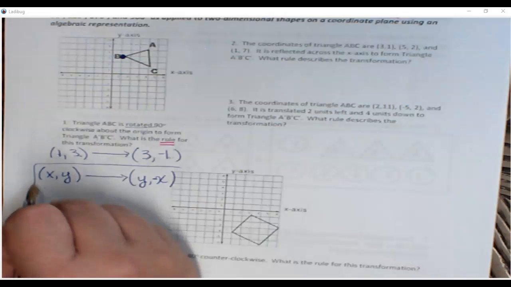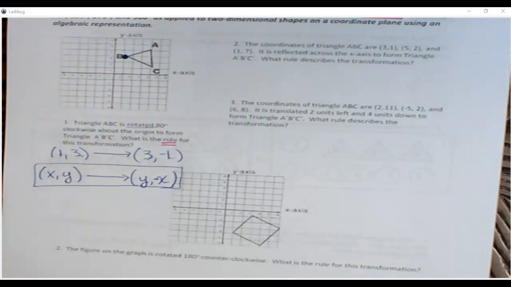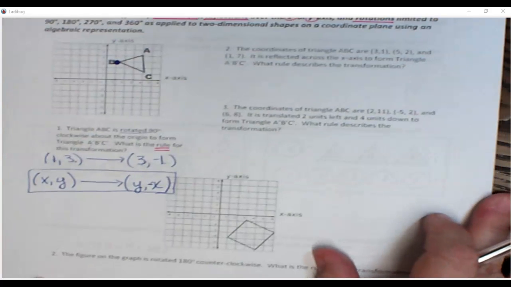So here's my complete rule. All right, let's look at number 2.